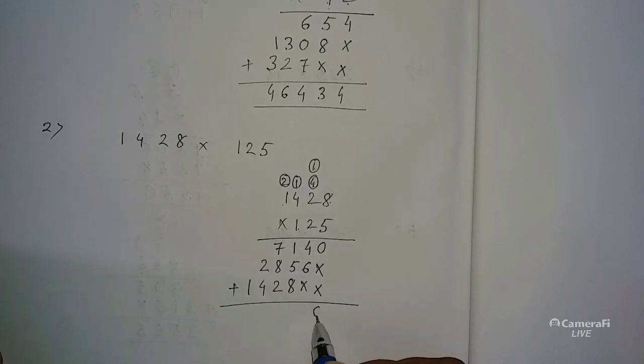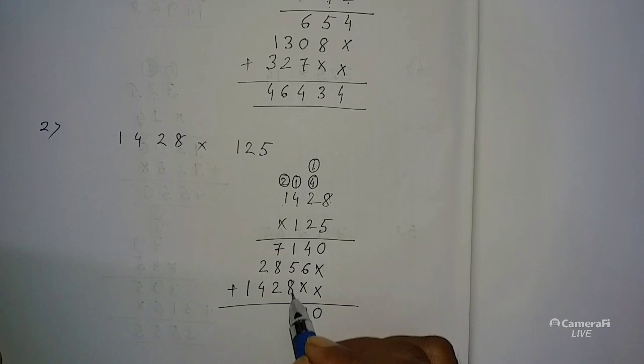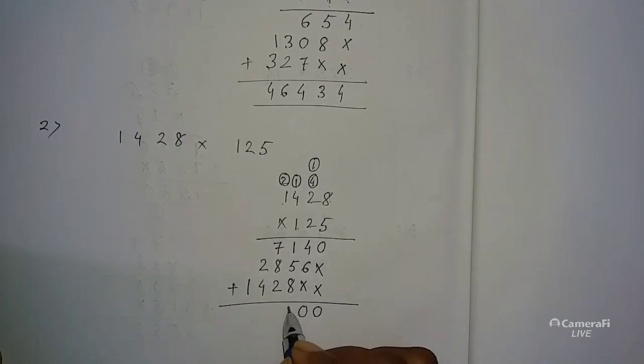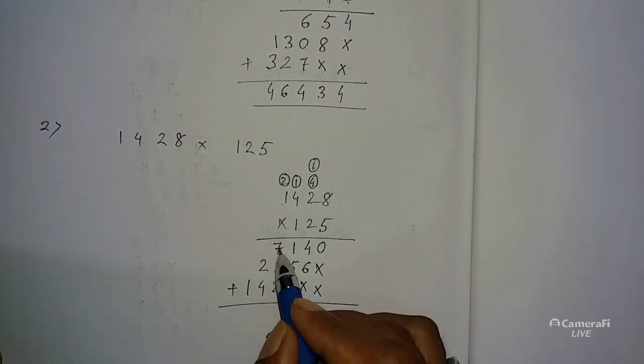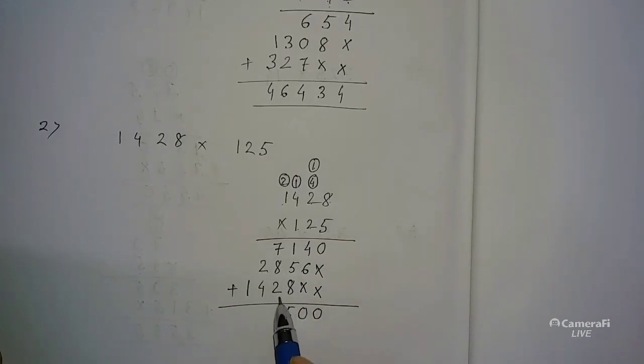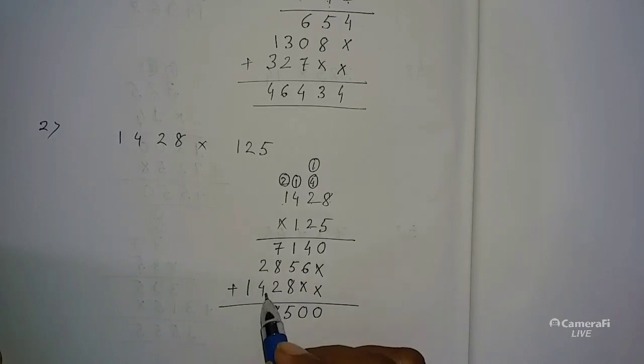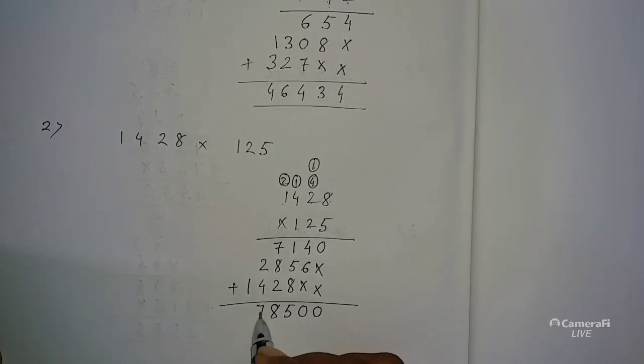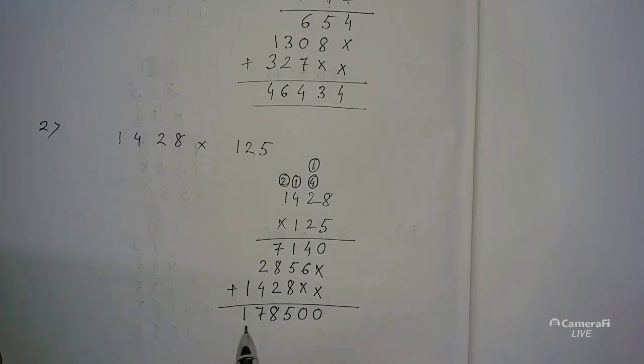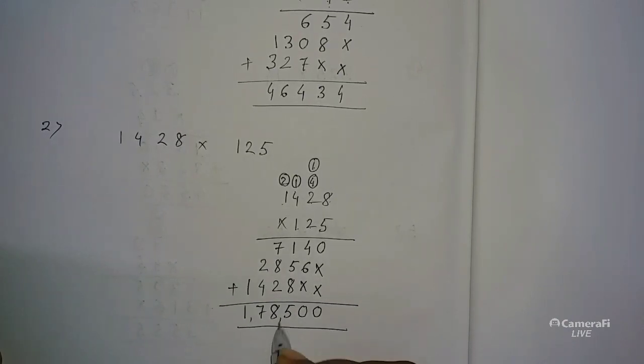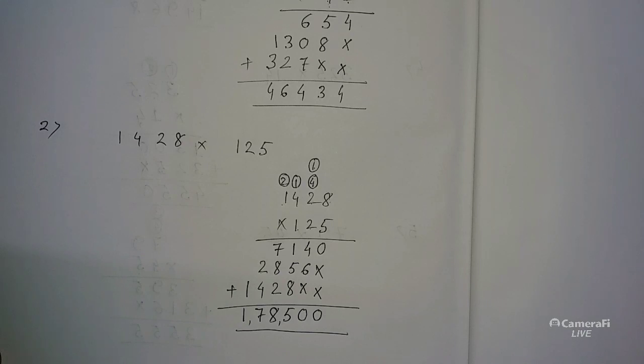First here 0, 4 plus 6, 10, 1 carry. 1 plus 5, 6 plus 8, 14, 14 plus carry 1, 15, 5, 1 carry. 7 plus 8, 15, 15 plus 2, 17 plus carry 1, 18, 8, 1 carry. 2 plus 4, 6 plus 1 carry, 7 and 1. So we get this result, 1,78,500. So in this way we can multiply any number by a 3-digit number.